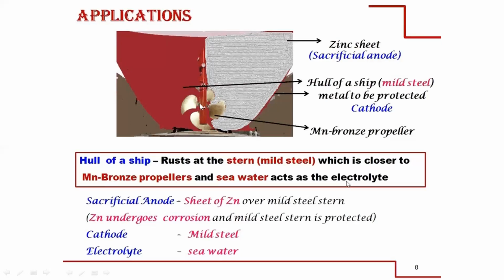Here you see, what will happen? This manganese bronze is an alloy connected with mild steel, which is the body of the ship. When two dissimilar metals are in contact with each other, the metal which has lower reduction potential undergoes corrosion. According to the electrochemical series, manganese bronze has high electrode potential, whereas mild steel has less electrode potential. Since mild steel, the body of the ship, has less electrode potential, it will act as anode and undergo corrosion. But we don't want this process to take place. We want to prevent the corrosion of the mild steel, which is the body of the ship.